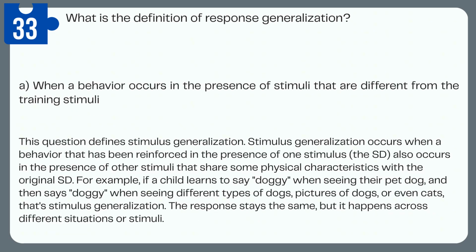Answer: A. When a behavior occurs in the presence of stimuli that are different from the training stimuli. This question defines stimulus generalization. Stimulus generalization occurs when a behavior that has been reinforced in the presence of one stimulus also occurs in the presence of other stimuli that share some physical characteristics with the original SD. For example, if a child learns to say doggy when seeing their pet dog, and then says doggy when seeing different types of dogs, pictures of dogs, or even cats, that's stimulus generalization. The response stays the same, but it happens across different situations or stimuli.